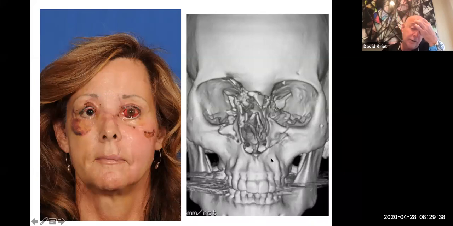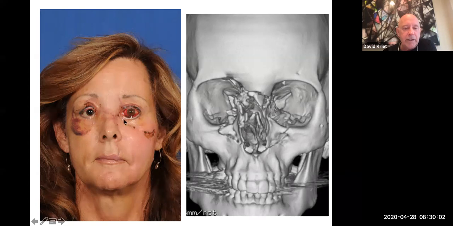And so this is something where we're not going to be able to do the straightforward nasal reconstruction. We need to start thinking more of our trauma principles. You can see the big separation here, widening of her canthus. She's inferiorly positioned on this left side. She's got lacerations everywhere. The one thing that was nice is that she had this laceration here.